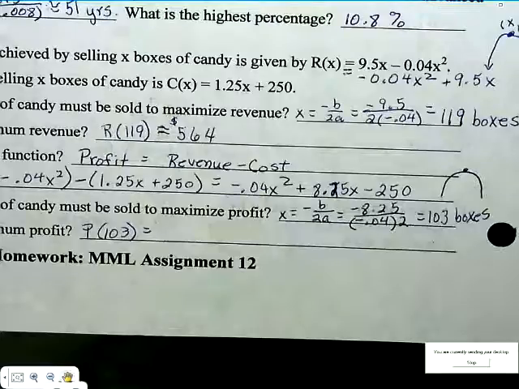Because the profit had the cost subtracted off, and the revenue didn't have the cost subtracted off.